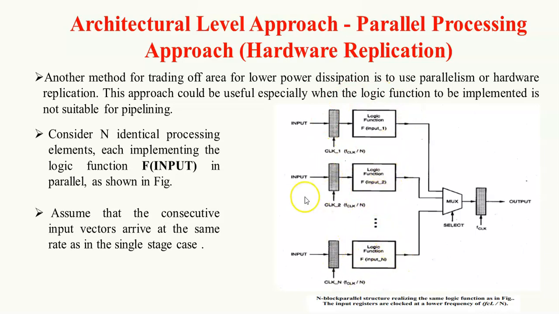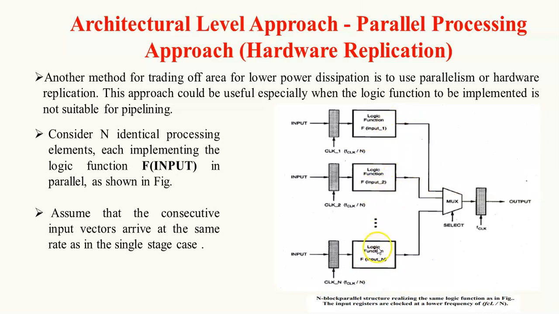In the pipelining approach, n logic gates are connected in series, like a pipe arrangement. One pipe's output is connected to the input of the next pipe. Similarly, n pipes are connected in series. But in parallel processing, they are connected in a parallel manner.